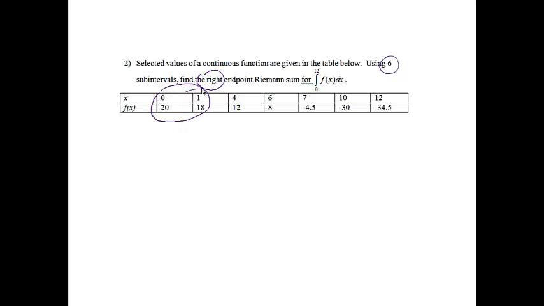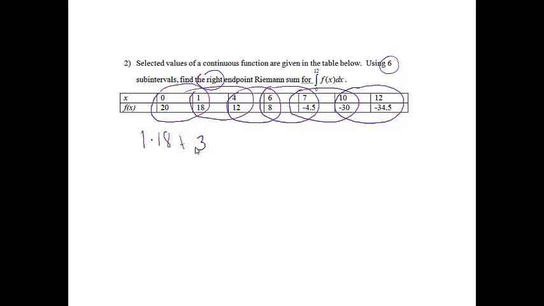So I'm going to circle my different intervals here. 1, 2, 3, 4, 5, 6. So I do have 6 of them. For each one, I'll just have to calculate the width of each one separately. The width of this first one would be 1 because the distance between 0 and 1 is 1. And then the right endpoint between that would be 18. Okay, my second one, the width between 1 and 4 would be 3. The right endpoint is 12.